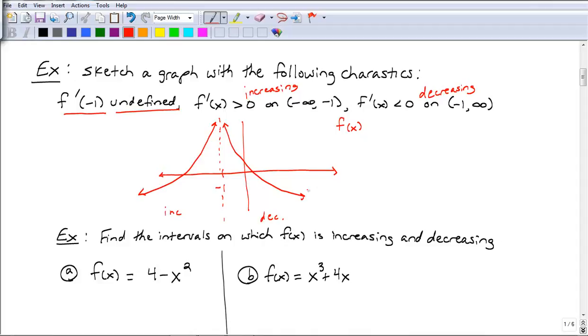So here's a graph that has those characteristics. Notice it increases to the left of negative 1, which is what the derivative being positive there tells me. And it decreases to the right of negative 1, because that's what the derivative being negative tells me. And being undefined at negative 1 tells me that there's something happening. A sharp corner could happen there. You could also connect this with a sharp corner. That would work as well, because at sharp corners derivatives don't exist. Or you can do it with a vertical asymptote. So here's another example of a graph that would actually work.